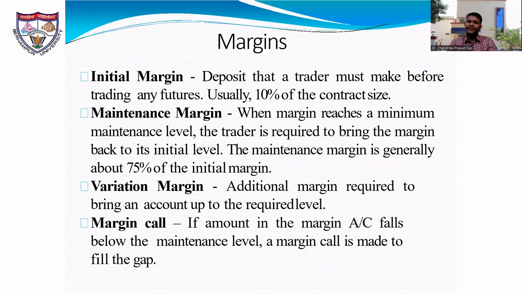Usually, the amount both traders must deposit before starting the contract is known as the initial margin. Usually 10% of the contract size is the initial margin. If the total contract size is 500 kg and the per kg price is 10, then the total contract price is 5,000. So 10% of 5,000, that is 500, will be the initial margin.